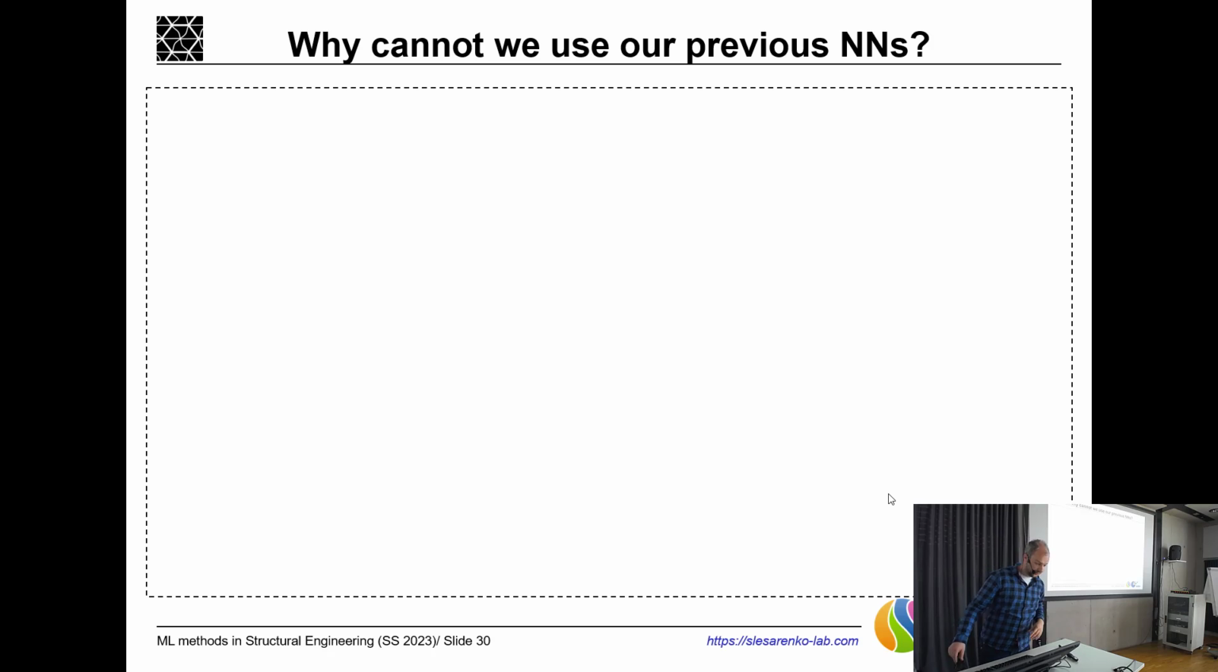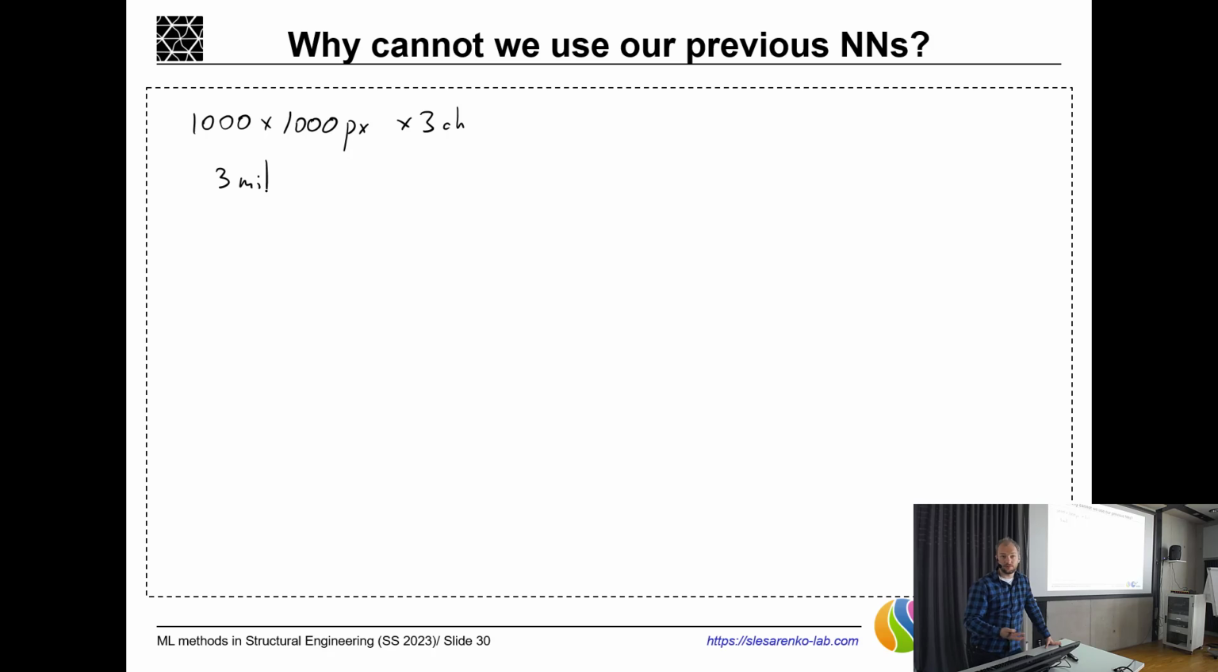Before moving on, I would like to show you very simply why we cannot use the approach that we already used in neural networks. If we have our image, let's say 100 by 100 pixels, multiplied by 3 channels, RGB, how many variables do we have in this case? 3 million, right?